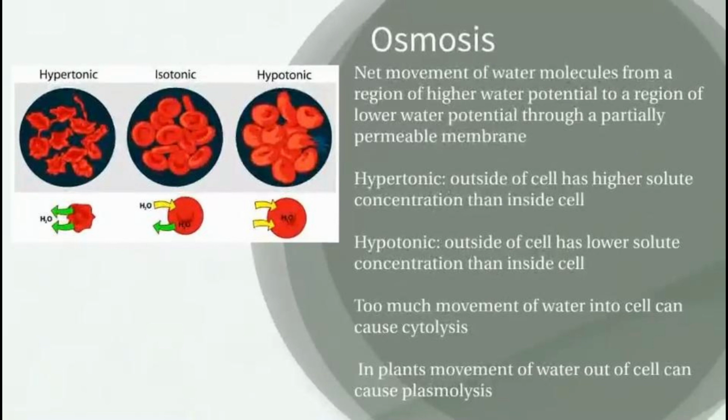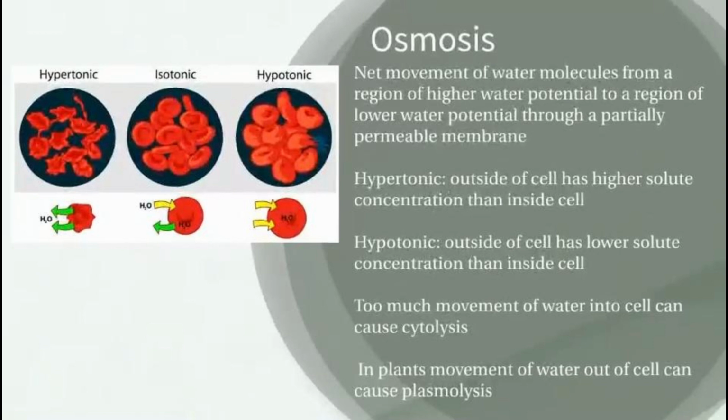So the way we can describe this is hypertonic solutions, which is when the outside of the cell has a higher solute concentration than inside the cell. That means that there's more water inside the cell than outside, so the water will move out of the cells to even out that water potential and make each side equal.